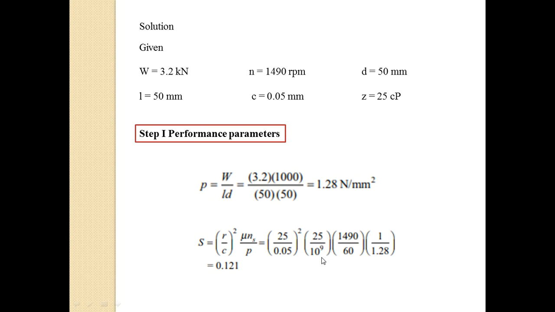Into P. P we already found out here. P is equal to 1.28. So this is 1 divided by 1.28. After calculating this term, we got the Sommerfeld number, S, equal to 0.121.